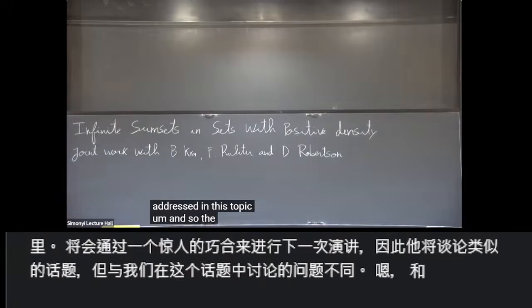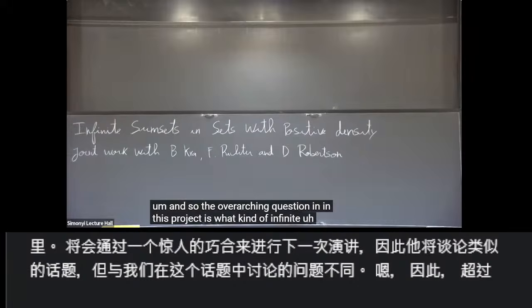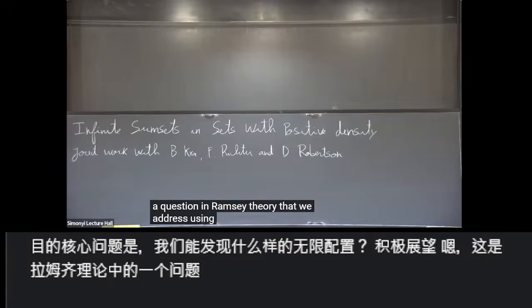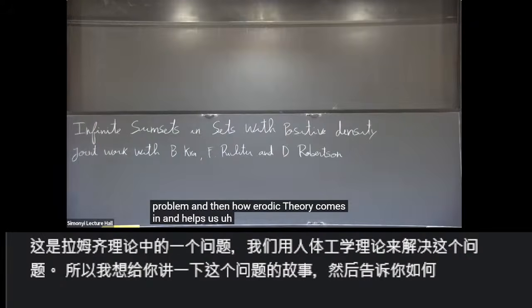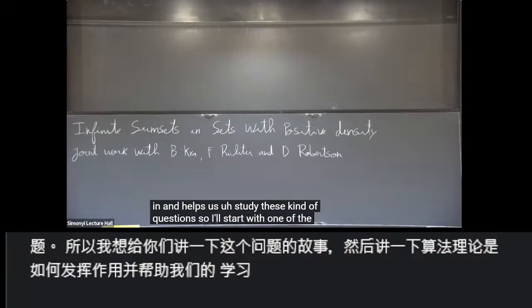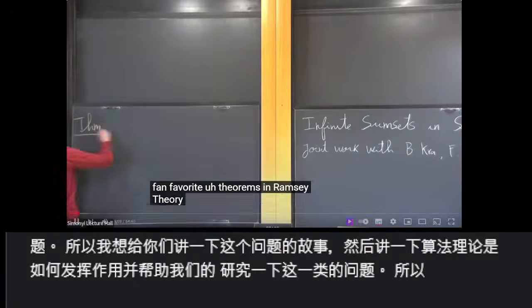The overarching question in this project is what kind of infinite configurations do we find in sets with positive density? This is a question in Ramsey theory that we address using ergodic theory. I want to tell you a bit of the story of the problem and then how ergodic theory comes in and helps us study this kind of question. I'll start with one of the fan favorite theorems in Ramsey theory, due to van der Waerden.